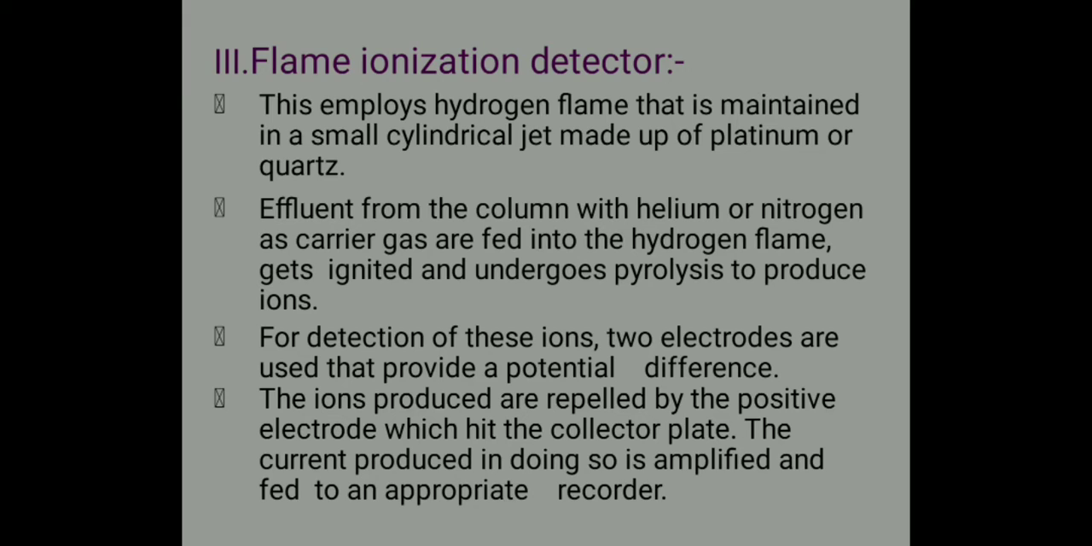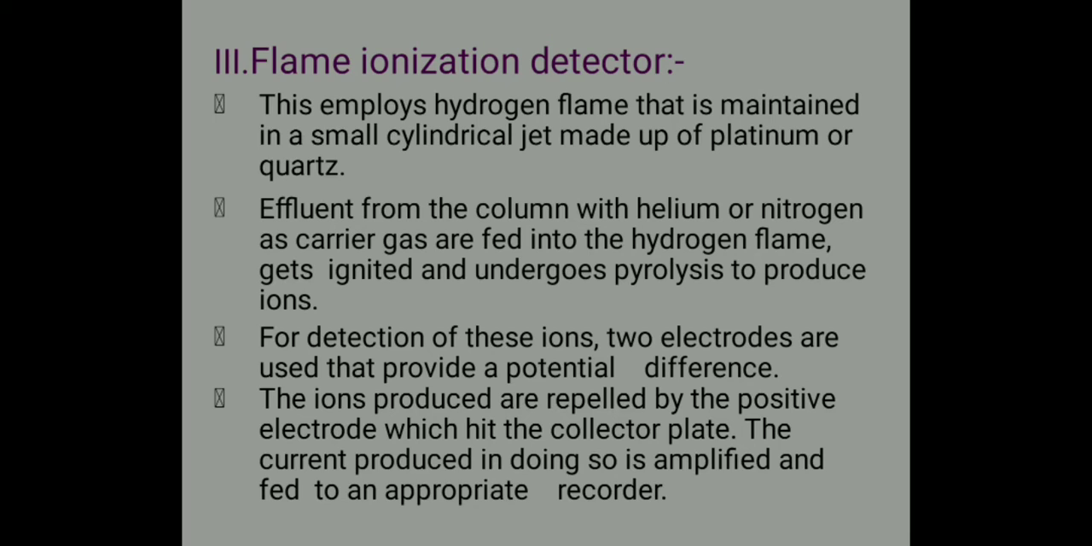Next we have the flame ionization detector. This employs a hydrogen flame that is maintained in a small cylindrical jet made of platinum or quartz. The eluent from the column, with helium or nitrogen as the carrier gas, is fed into the hydrogen flame, gets ignited and undergoes pyrolysis to produce ions.